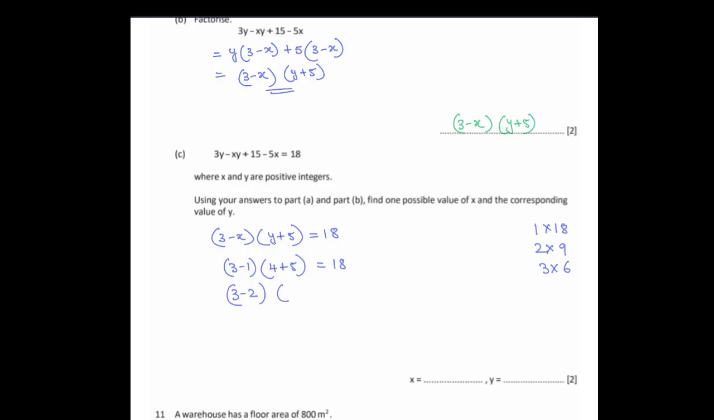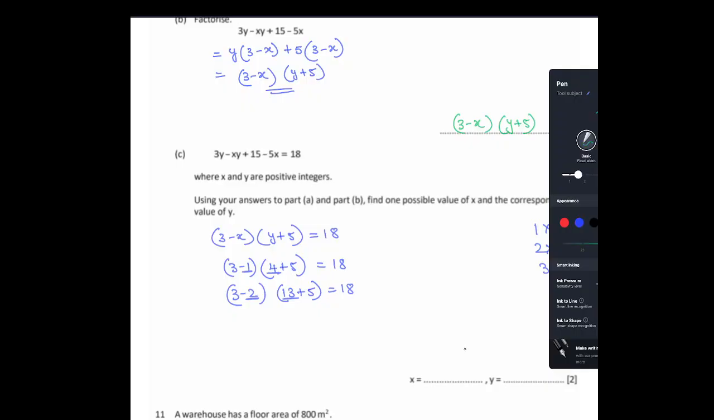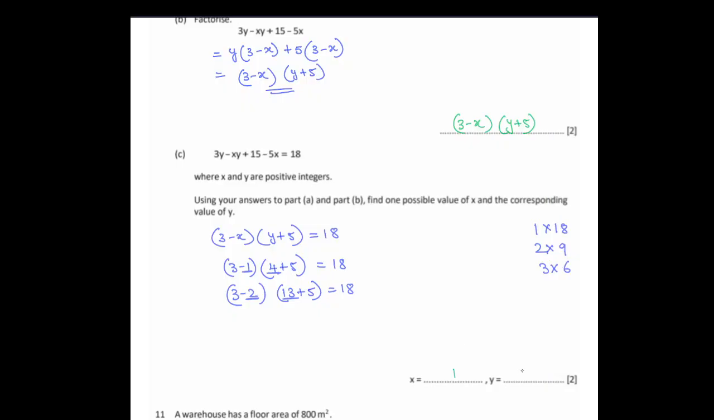So 5 plus what is 18? 5 plus 13 is 18. So this will be the answer. I will just underline: if x is 1, y is 4; if x is 2, y is 13. So you can take any one of these as the answer. You can take 1 and 4.